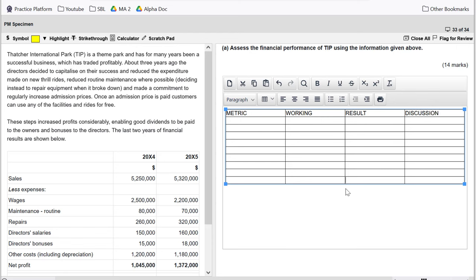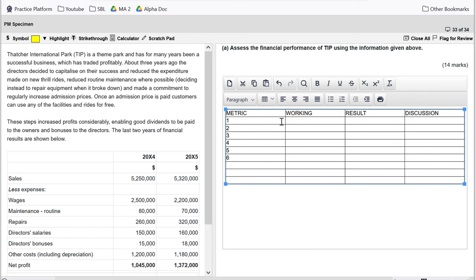After you have this template in place, you read the story, you understand what are they after, what problems do they have, what are they doing well. You look at their data, and then you need to come up with metrics. You decide what metrics you want to use to assess the performance. If there's no indication about the number of marks for the workings, split that 14 in half. So you'd come up with 7 metrics, whatever they would be, whatever you decide on.